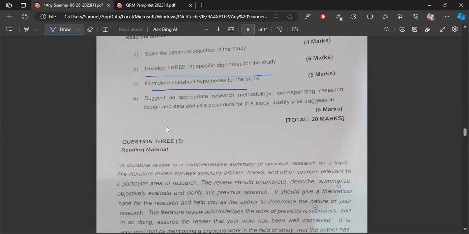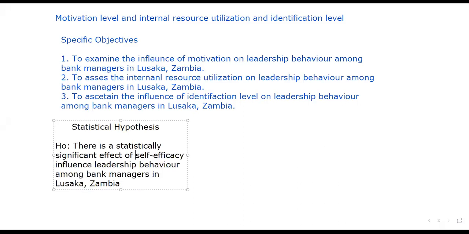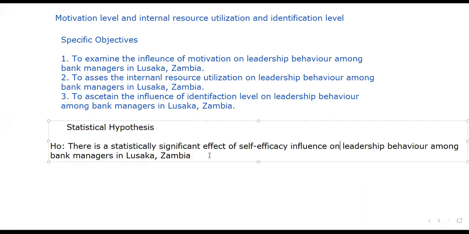So I'm saying the null hypothesis is that there is a statistically significant impact of this. Okay, she just logged in again. All right, so let me just continue because there's no time here. So there is a statistically significant effect of self-efficacy influence on leadership behavior among bank. Yes, so this reads right. So that's your null hypothesis.